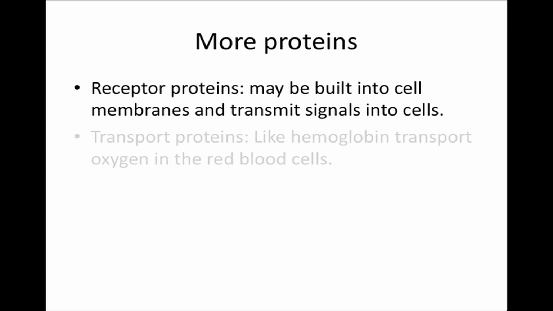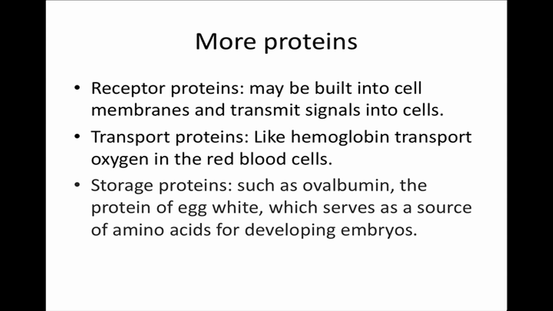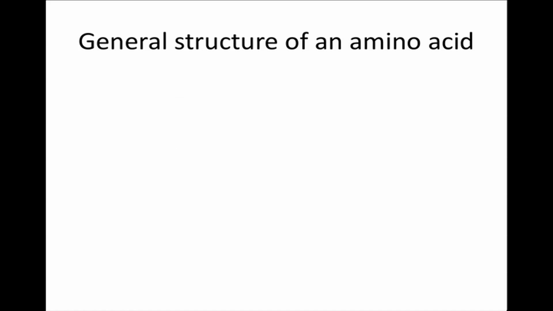More proteins. Receptor proteins may be built into cell membranes and transmit signals into cells. Transport proteins, like hemoglobin, transport oxygen in the red blood cells. Storage proteins, like an egg's egg white, serve as a source of amino acids for the developing embryo.